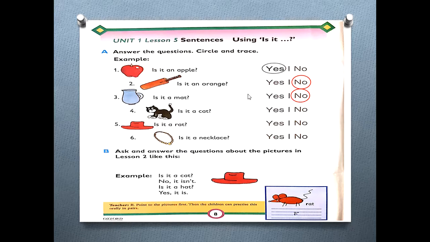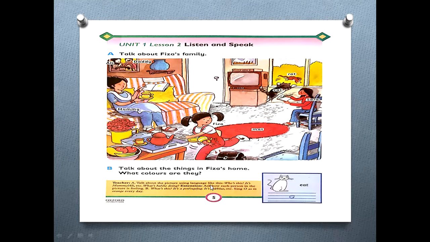And now come on exercise B. Ask and answer the questions about the pictures in lesson number 2 like this. Is it a cat? No, it isn't. Is it a hat? Yes, it is. You can see in the example that there is a hat. So first they call it cat, but it isn't cat. So you will say no, it isn't. Okay. It was the lesson number 2, and you can see a picture over there, and a lot of objects are there.